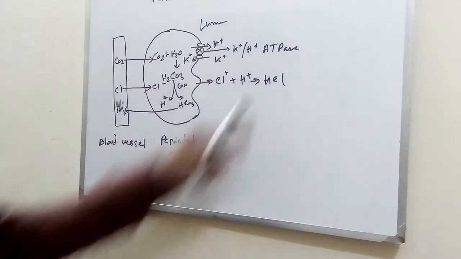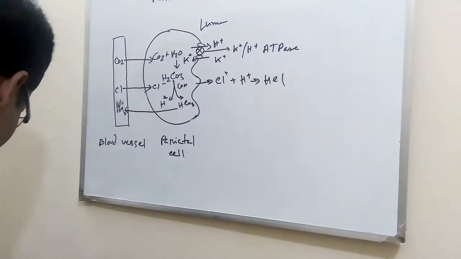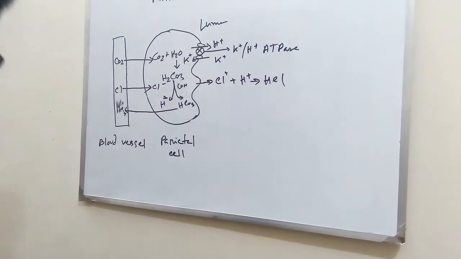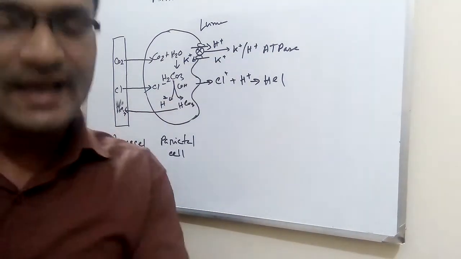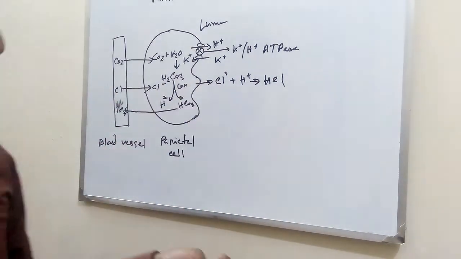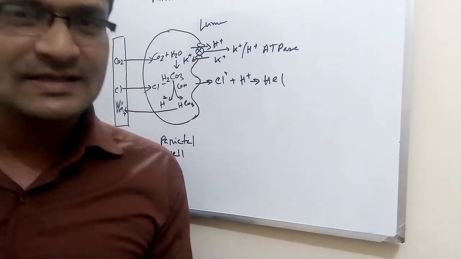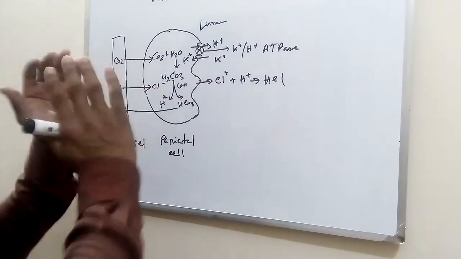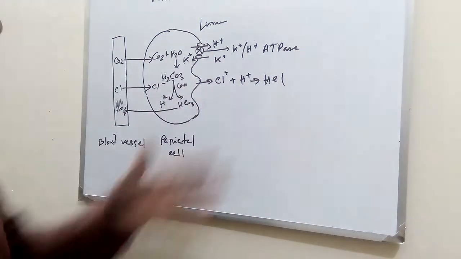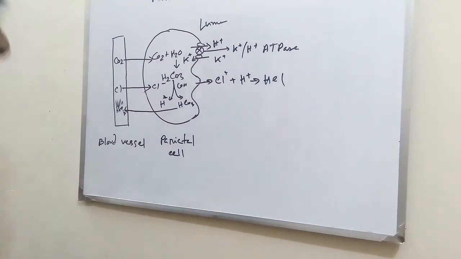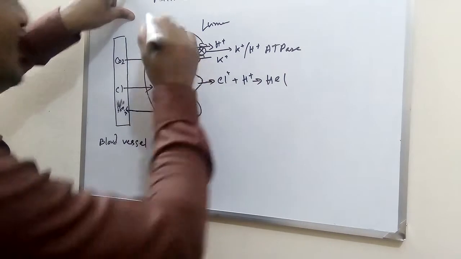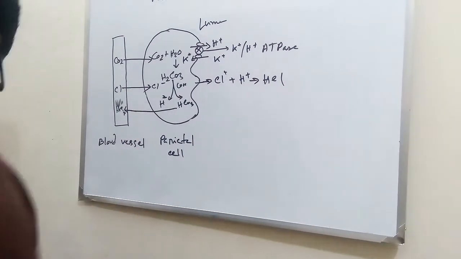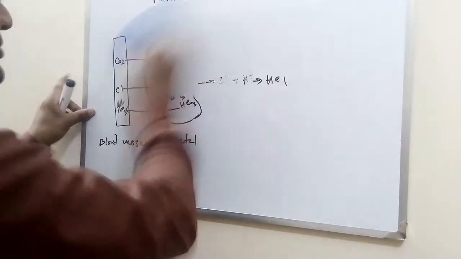And this hydrochloric acid is controlled by mediators like prostaglandin, histamine, gastrin, acetylcholine. So now I will describe the control of the hydrochloric acid. So let's see, I want to go to another picture. I will draw another picture.